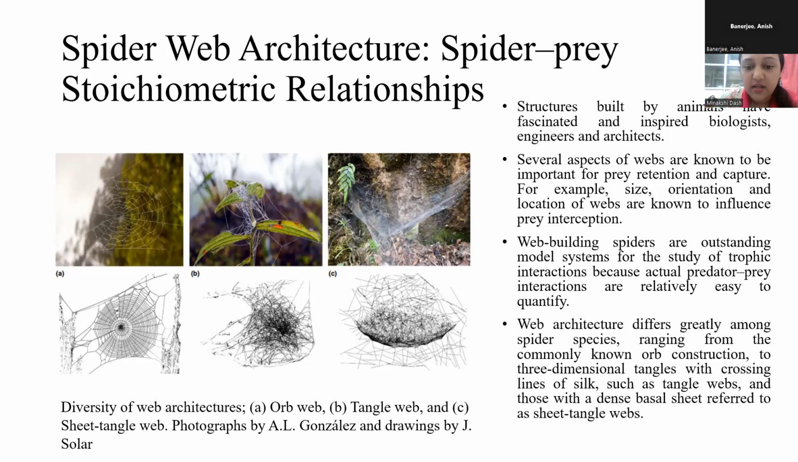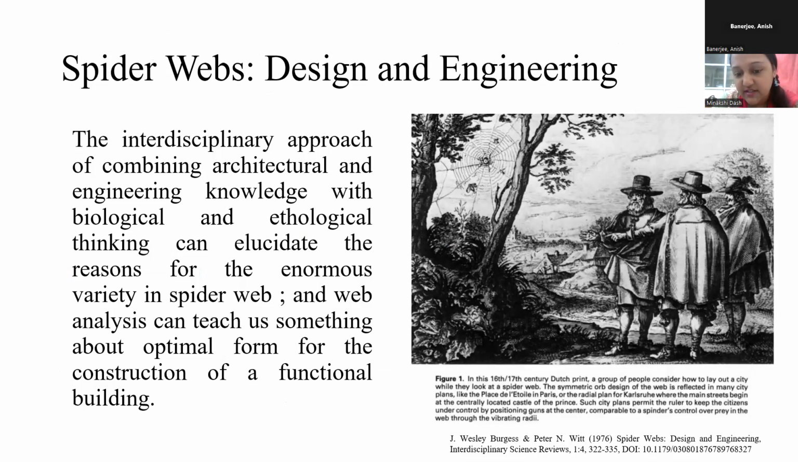Again, there are many kinds of webs that will come through. First is the orb web that you can see here, and the tangle web, then the sheet web, and there are also sheet tangle webs. This is an example. In every slide, I have given the reference from where I have taken the photographs or the definition. You can go through those papers and read them. These are beautiful papers. And as you can see here, this is a Dutch print of the 16th, 17th century. Here you can see these Parisians looking at one orb web to see how to construct their city.